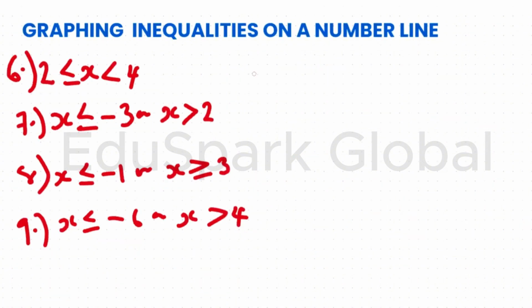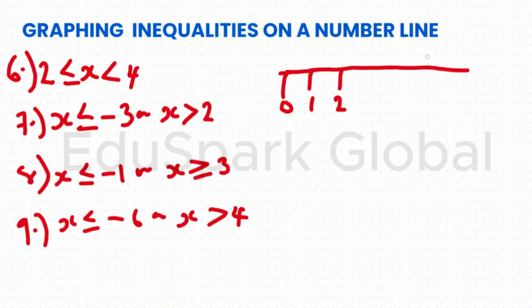For question 6, which is 2 is less than or equal to x and x is less than 4, the first thing we do is to draw the number line. So we're going to start from 2. So let's place two numbers at the back of 2, which is 1 and 0. Then we have 3, we have 4. Let's place two numbers in front of 4. We have 5, we have 6.